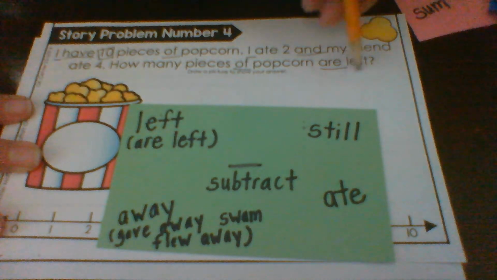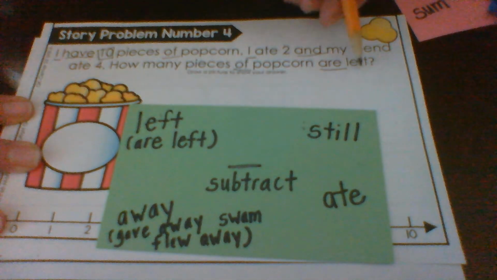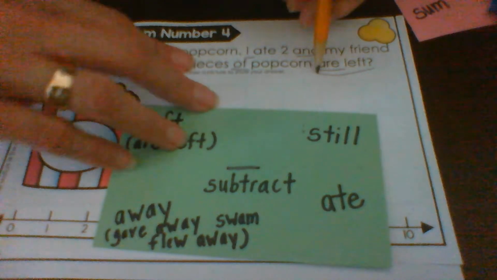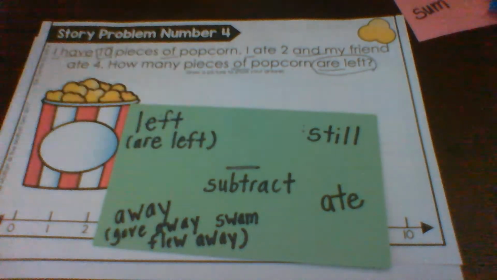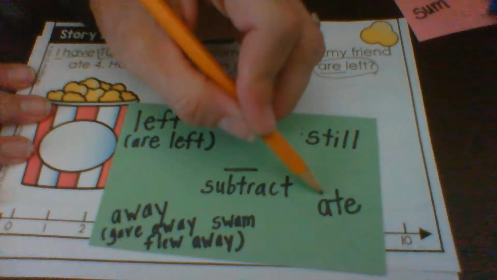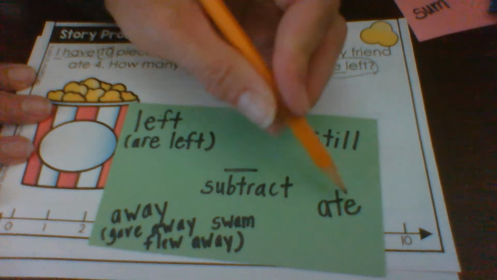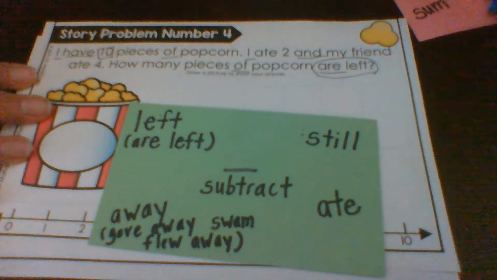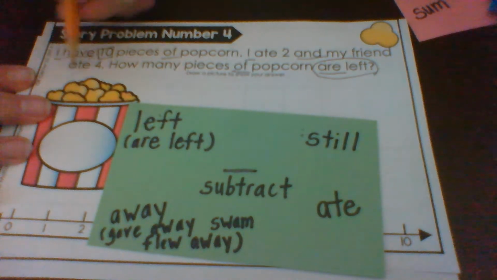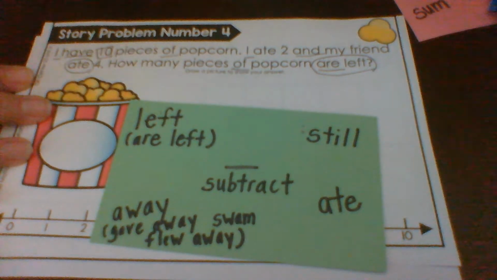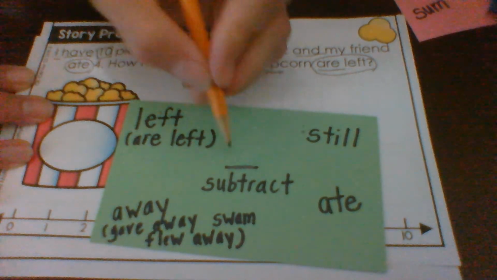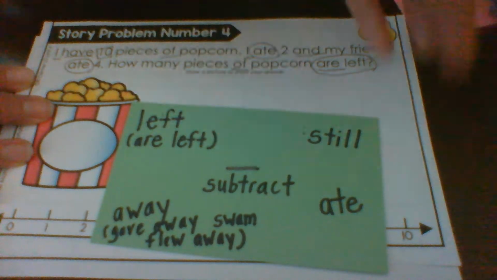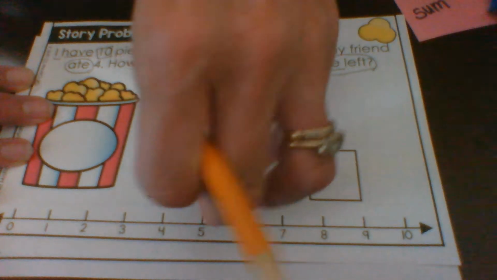Yes, good. Left, or actually are left, right? Are left are keywords. And ooh, do you see this one? E makes A say its name, 8. Can you find it in my story problem? Good, right here, 8. That tells me Miss Sally subtraction, take away. Good, so let's do our problem.